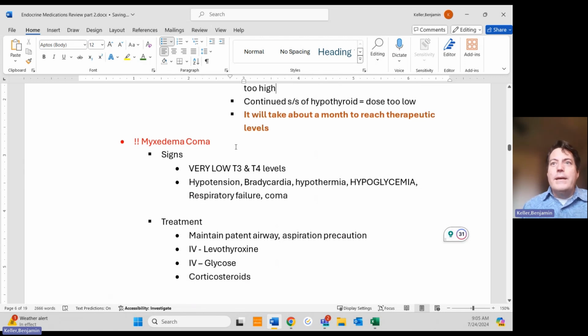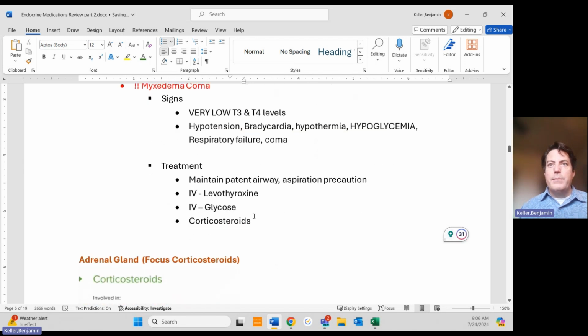So myxedema coma is the concern we want to worry about with hypothyroidism. That's going to be very low T3, T4 levels. With hypothyroidism, everything's low and slow, but here it's very low and slow. It's just a really bad case of hypothyroidism. So you've got hypotension, bradycardia, hypothermia, hypoglycemia, respiratory failure, and coma.